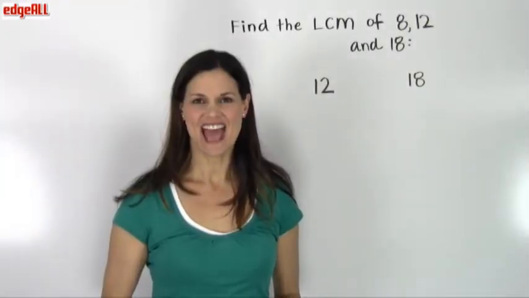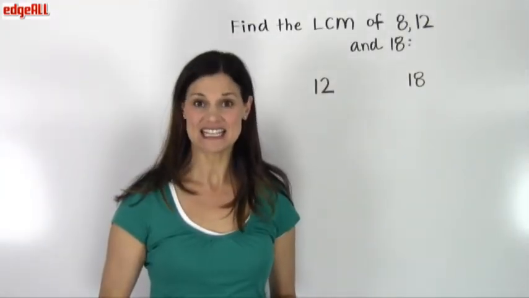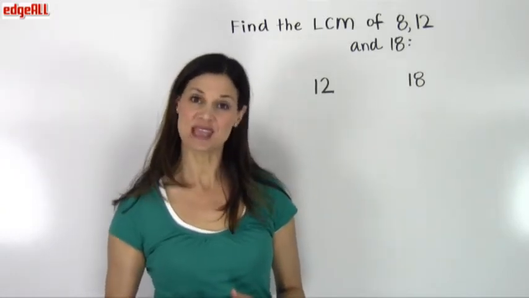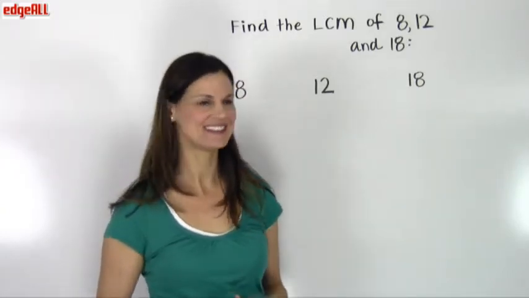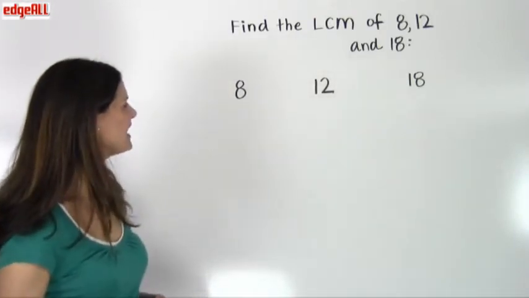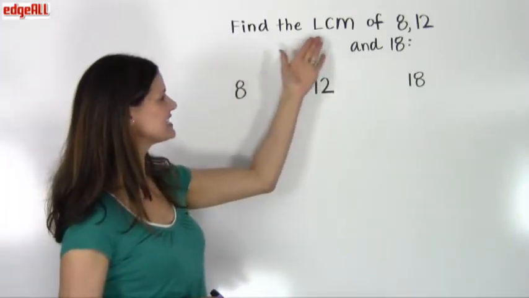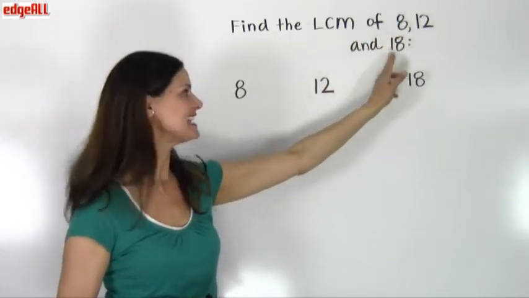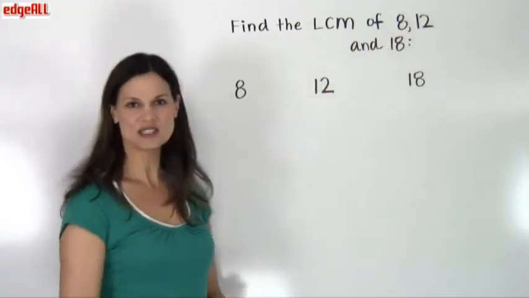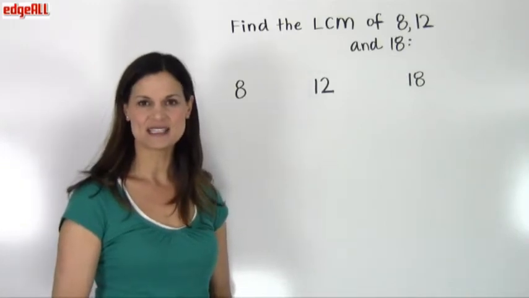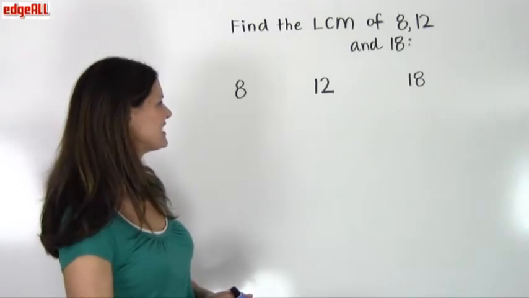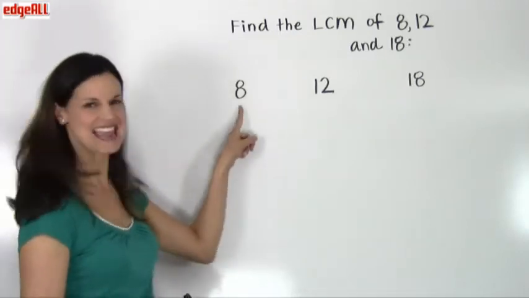Let's take a look at an example of finding the least common multiple of 3 numbers using prime factorization. So we have a problem here that asks us to find the least common multiple of 8, 12, and 18. So first what we want to do is find the prime factorization for each of our 3 numbers. So let's begin with 8.